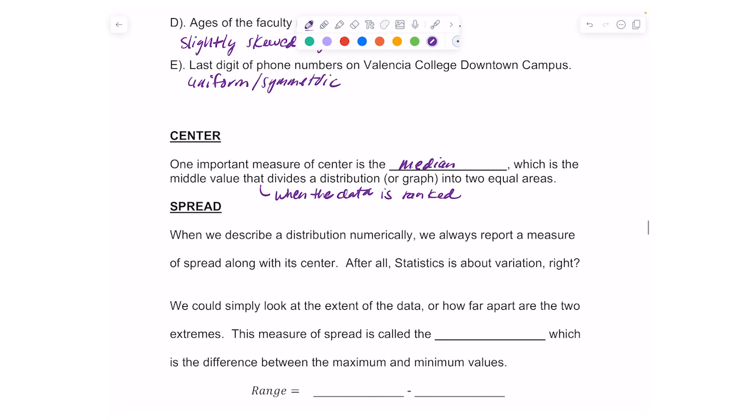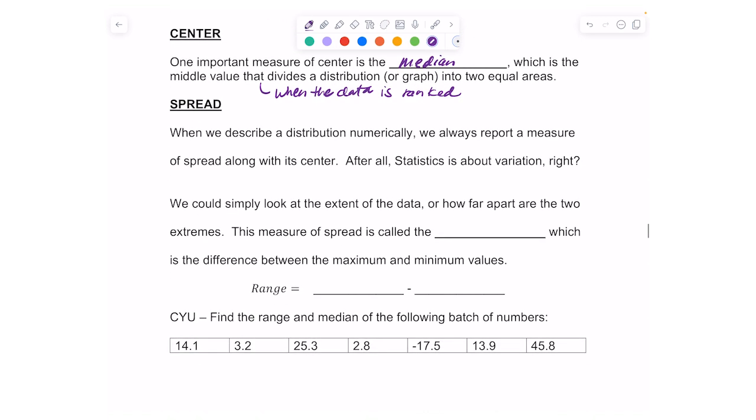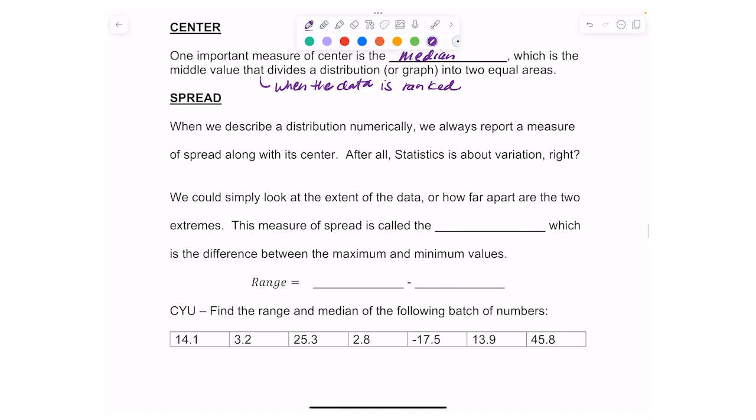When we're talking about center, we need to also mention spread. And when we describe a distribution numerically, we always report the measure of center along with its spread. The reason we do that is statistics is about variation. We could simply look at the extent of the data, like how far apart are the two extremes, which is called the range. So the range is a measure of spread. Most people are familiar with the range. It's just the difference between the maximum and the minimum values. So to find the range, it's just the max minus the min.